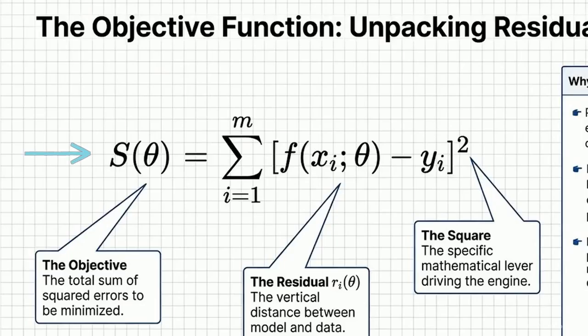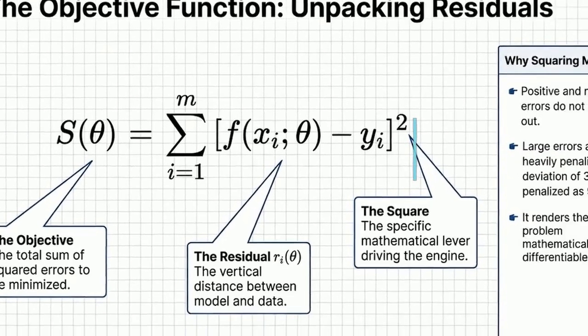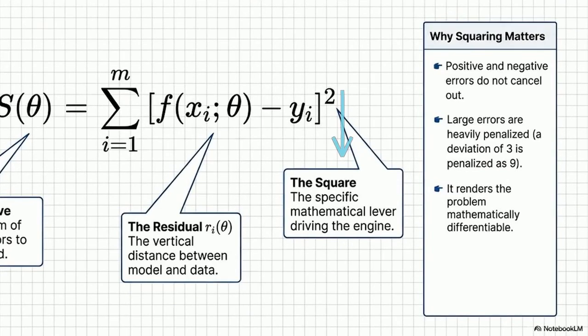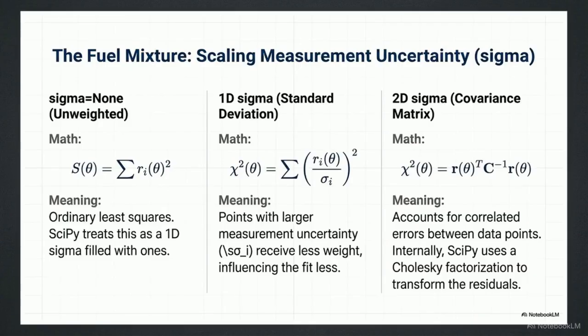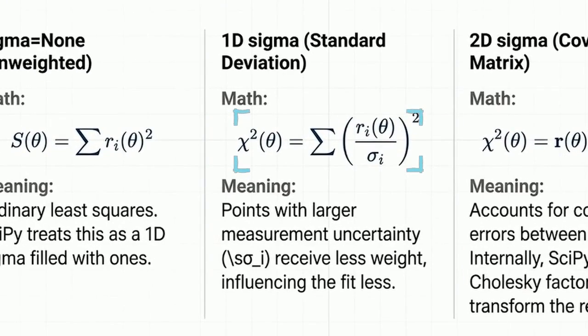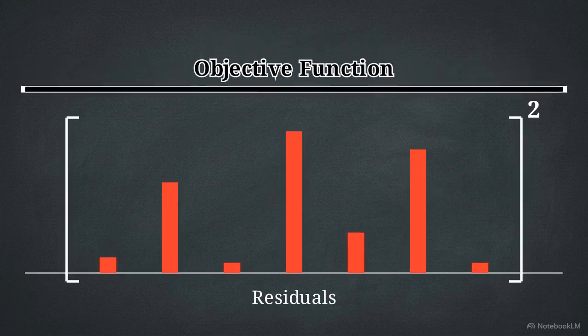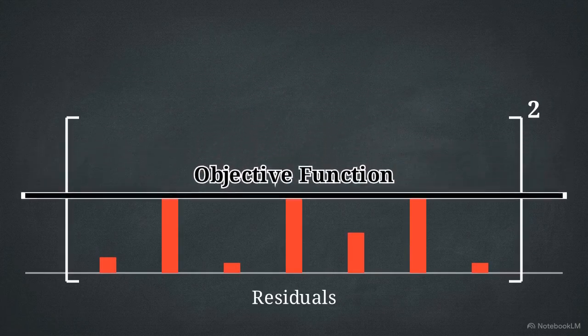This equation defines the objective function. The system minimizes the total sum of squared errors. Squaring these residuals is a deliberate choice. It heavily penalizes large deviations, prevents positive and negative errors from canceling out, and ensures the problem remains differentiable. The sigma argument scales measurement uncertainty before squaring. By default, SciPy treats every point equally, but providing a one-dimensional array of standard deviations ensures points with larger uncertainty receive less weight, influencing the final fit far less.